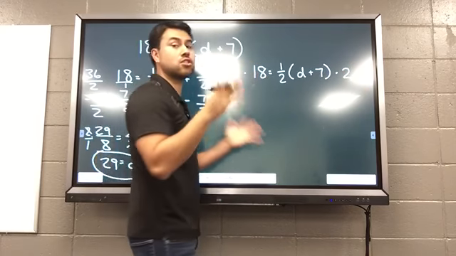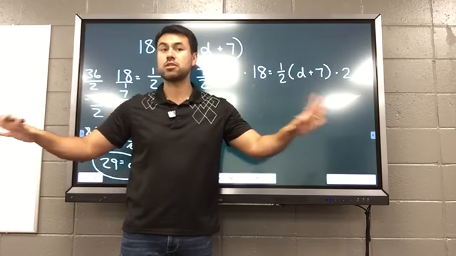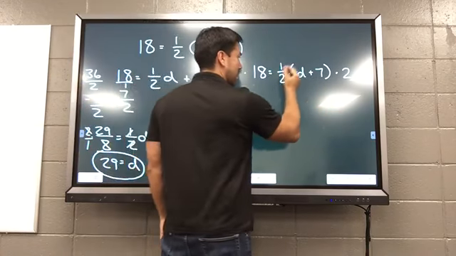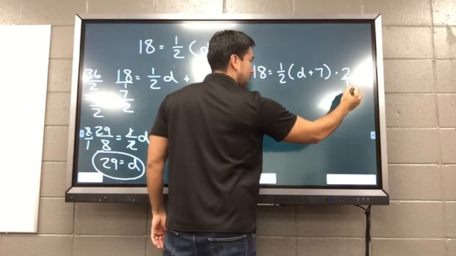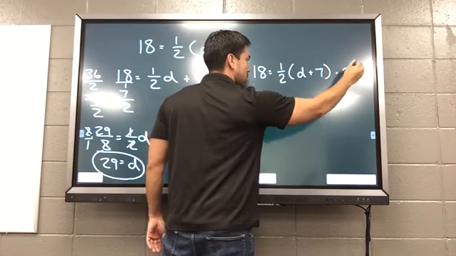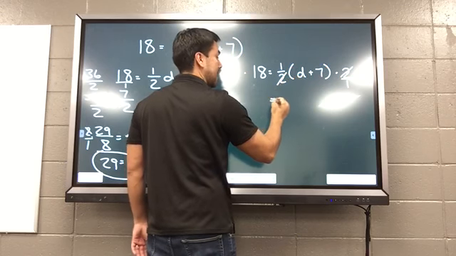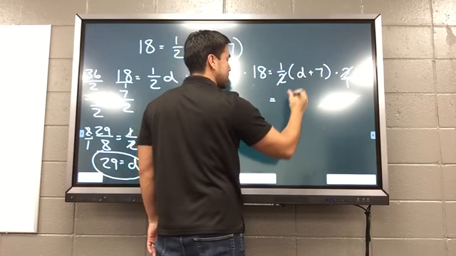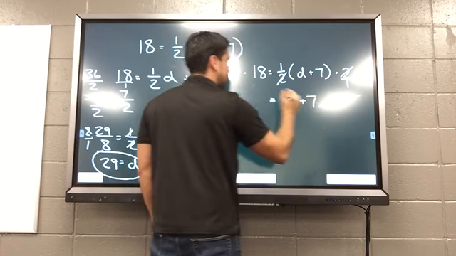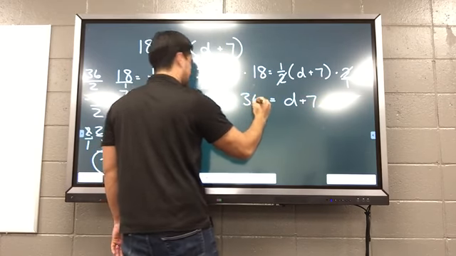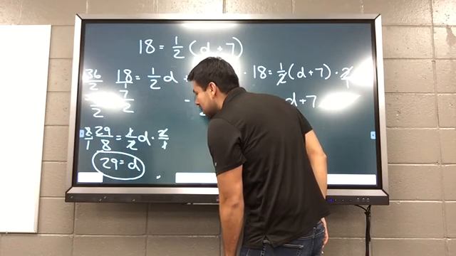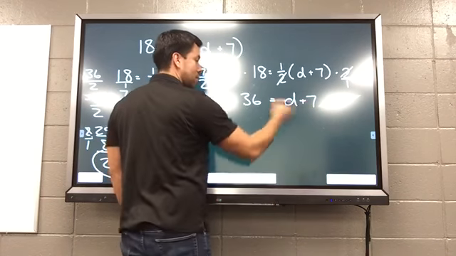Are you allowed to do that? Are you allowed to multiply both sides by 2? This is what happens. Look. Okay, look at the right side. This is 2 over 1. What happens to these 2's? They get canceled and become 1. What's 1 times d plus 7? D plus 7. 2 times 18? Huh. And then what do you do to both sides?